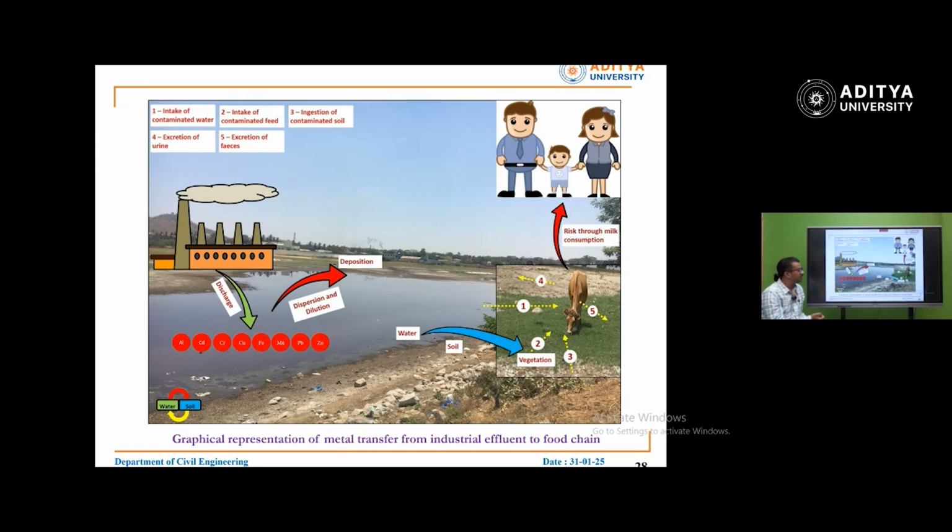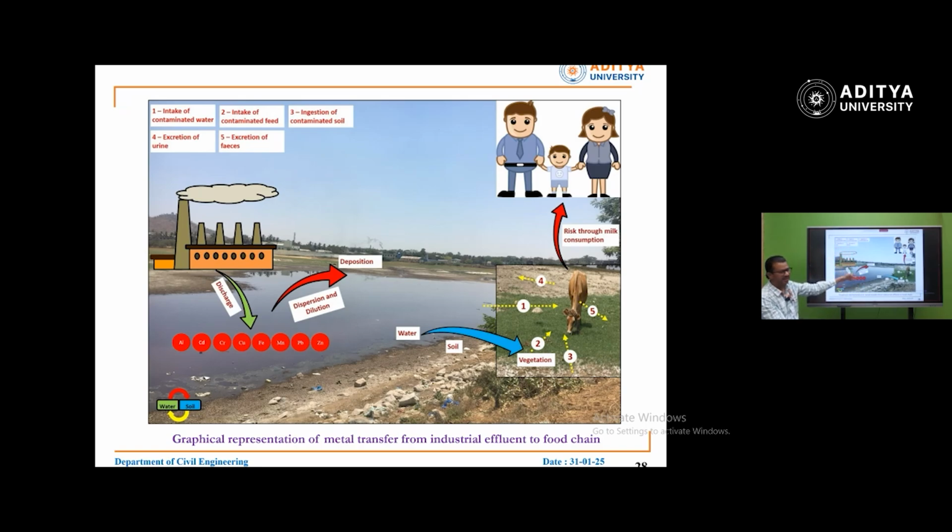What do you mean by ingestion? Ingestion means whenever these cattle are plucking the grass, along with the grass they are unknowingly consuming the soil attached to the roots of the grass, and we have seen the concentrations of metals in that soil. So there are very few studies where they have considered ingestion as another source for the cattle. And yeah, excretion of urine and feces.